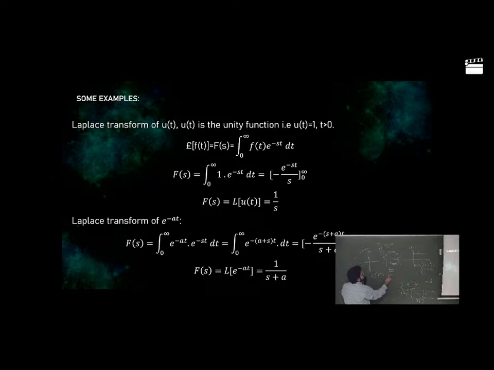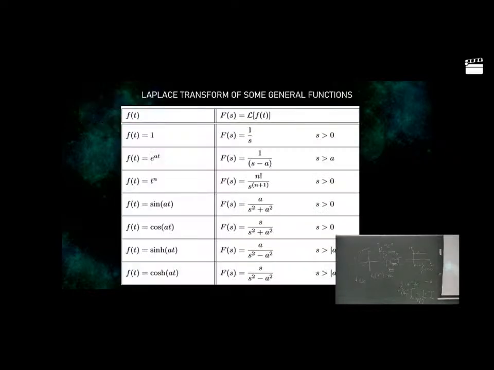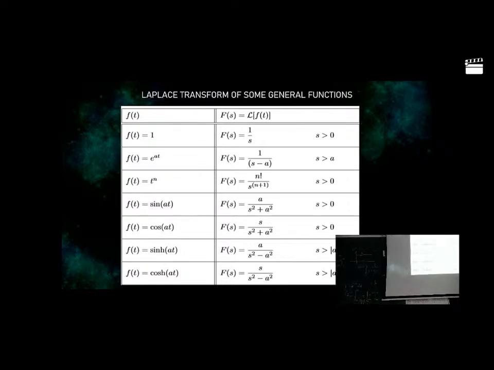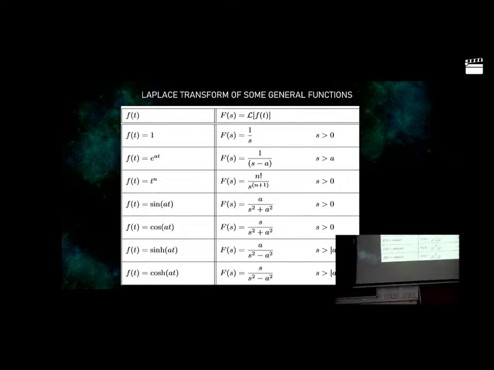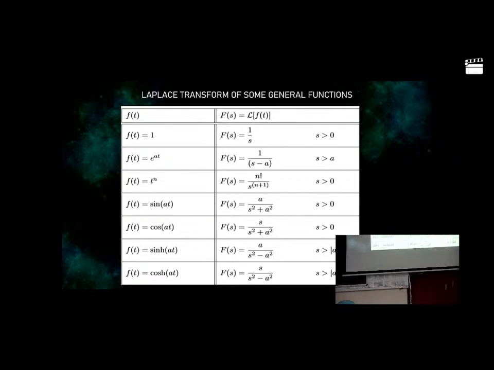What will be the Laplace of e to the power at? 1 by (s minus a), right. So in this way you can take any function, provided it's piecewise continuous, and take its Laplace transform. Here are some general functions and their Laplace transforms. Take the example of t to the power n: its Laplace transform is given by factorial n by s to the power n plus 1. Similarly sin at, cos at, sin hyperbolic, cos hyperbolic, you can take any function and take its Laplace transform, which will be very helpful in mathematical calculations.